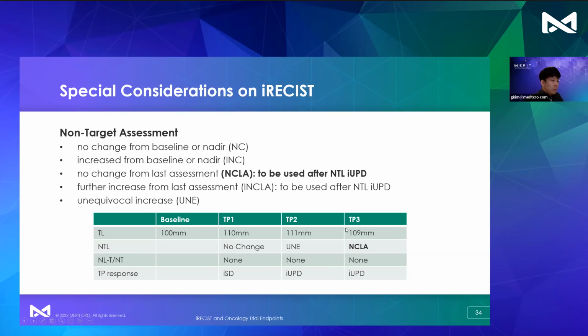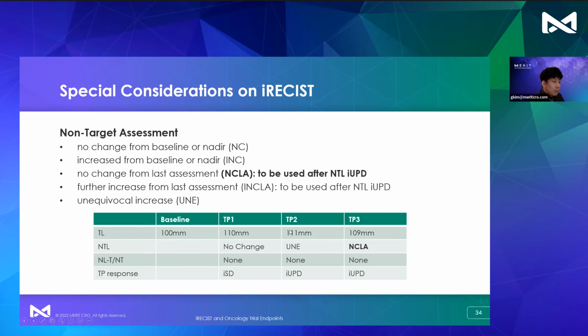So an example would be, for instance, at the baseline, we're starting off with 100 millimeters of sum of diameters in target lesions. Non-target lesions are present and no new lesions. At time point 1, we have a slight increase in sum of diameters, which should be a stable disease, and no change in non-target lesion. We're using no change, which is iNN, and then none for the new lesions. So that adds up to the stable disease in the time point response.